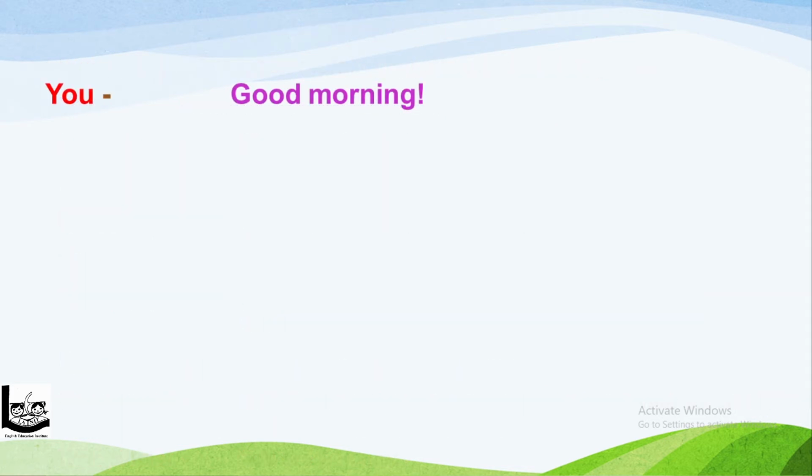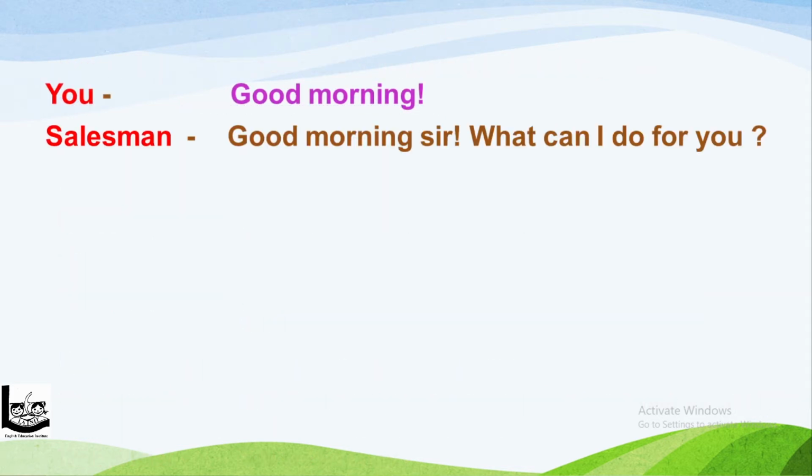You: Good morning. Good morning, sir. What can I do for you? You: how to write the rest? Shall we? I want to book a room.